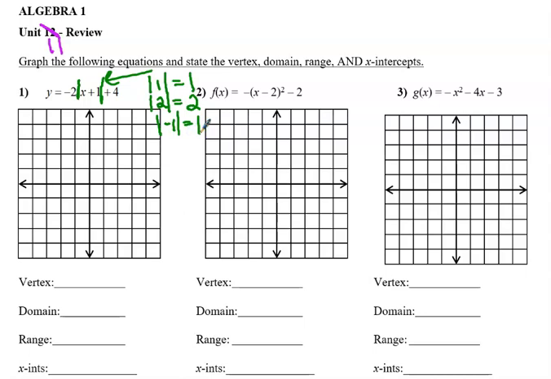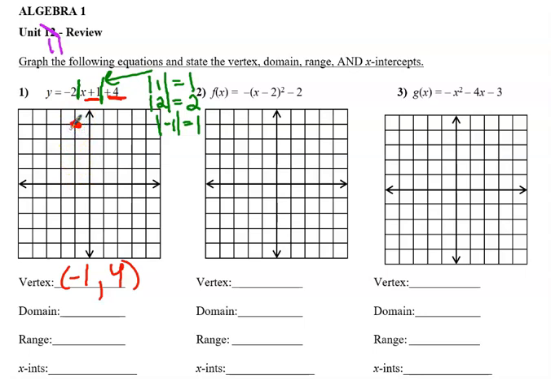All right, so the first thing I'm going to do is find the vertex. The inside number is opposite, so if it says +1, it comes out as -1. And this 4 stays as 4. It's not inside the absolute value, it's on the outside. So my vertex is -1, 4. So -1 and up 4: 1, 2, 3, 4. Okay?